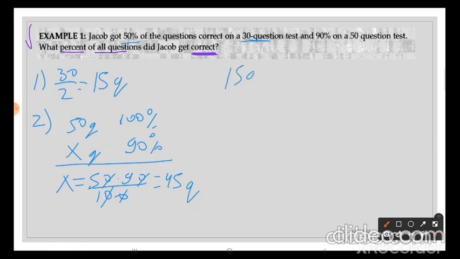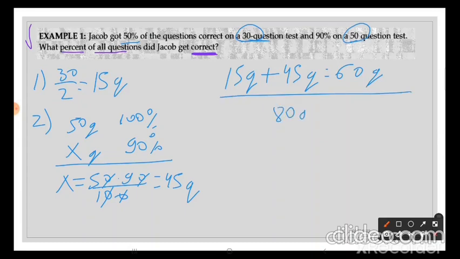First test, 15 questions correct. Second test, 45 questions correct. So total he has 60 questions correct. And we know that we have total 30 questions, and here we have 50 questions. So total test questions were 80 questions. Let's write it. 80 questions, it is 100%, like all our questions. And 60 questions he got correct. What percent is it?